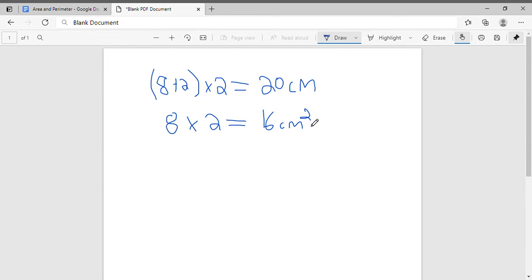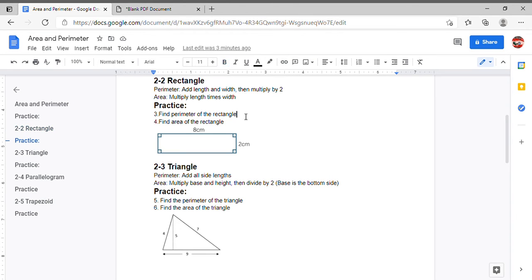So here are our answers, and I'll put them here. So the perimeter is 20 centimeters, and the area is 16 centimeters squared.